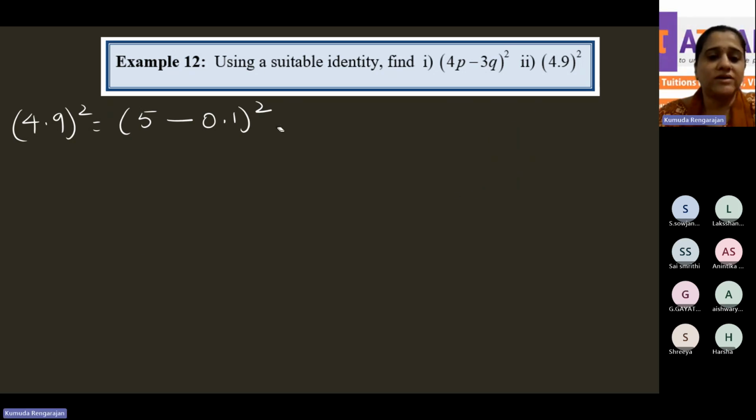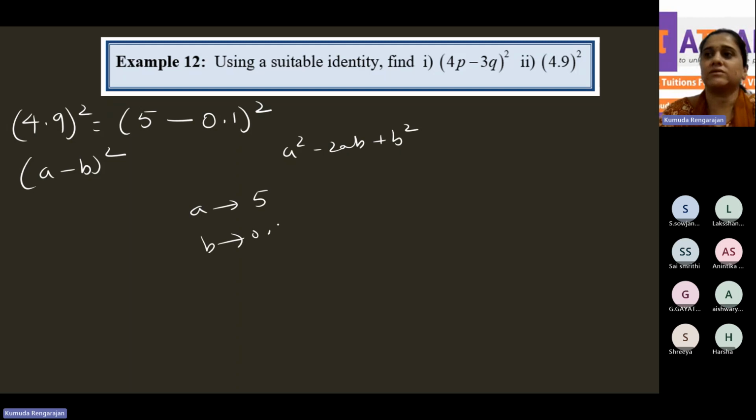Okay. So I said 4.9 the whole square does not look like a plus b the whole square or a minus b the whole square. There's only one number. So you must split and write it as two numbers. So 4.9 is written as 5 minus 0.1. We are not changing the question. 5 minus 0.1 is 4.9 only. And that whole square. Now we have made the question look like a minus b the whole square. So the answer is a square minus 2ab plus b square. What is a? 5. What is b? 0.1.